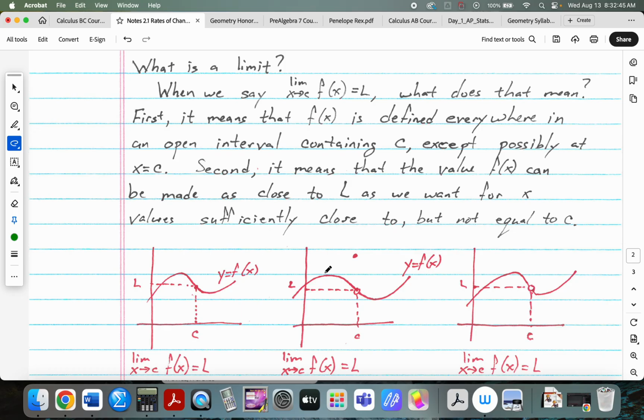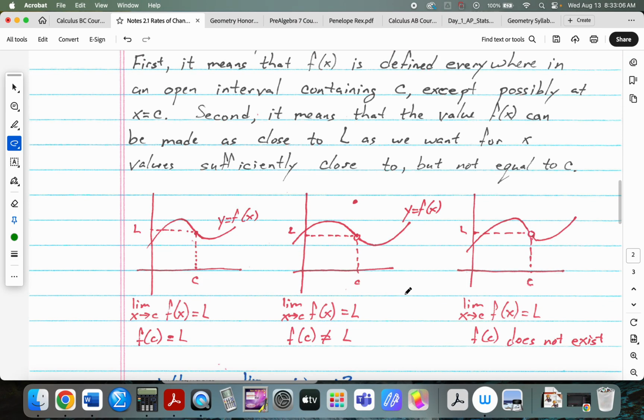What's the upshot of this? Although we'll use it a lot of times, we don't care what happens at c. If I cared about that, I would ask you, what is f of c? When we're doing the limit, we don't care what happens at c, we just care what happens near it.